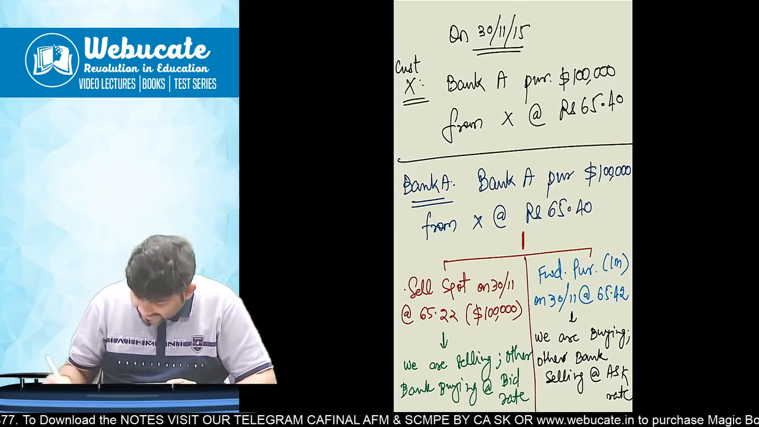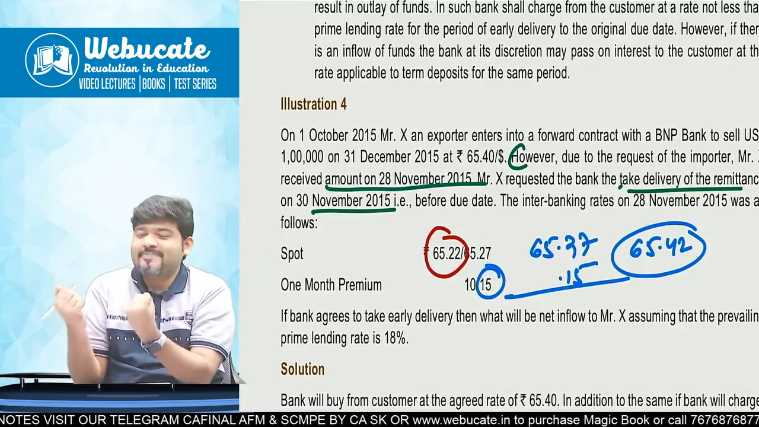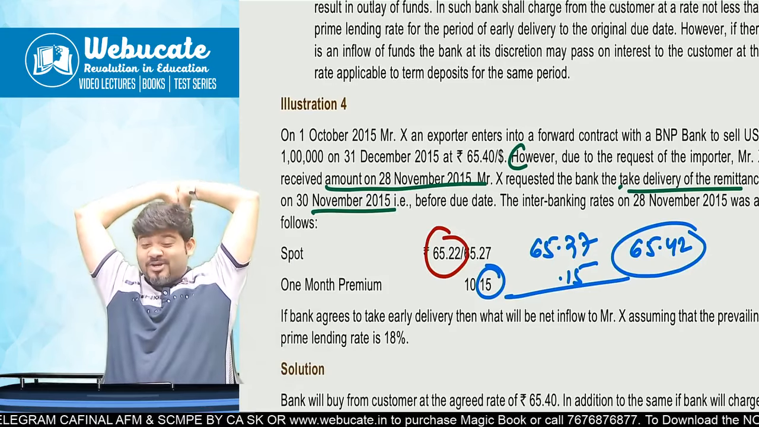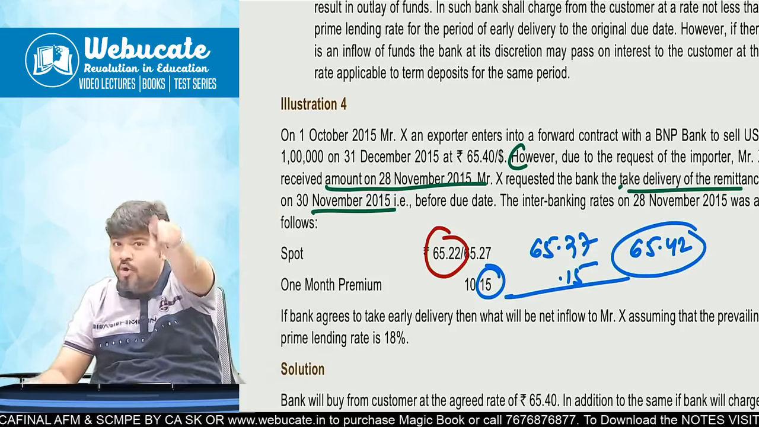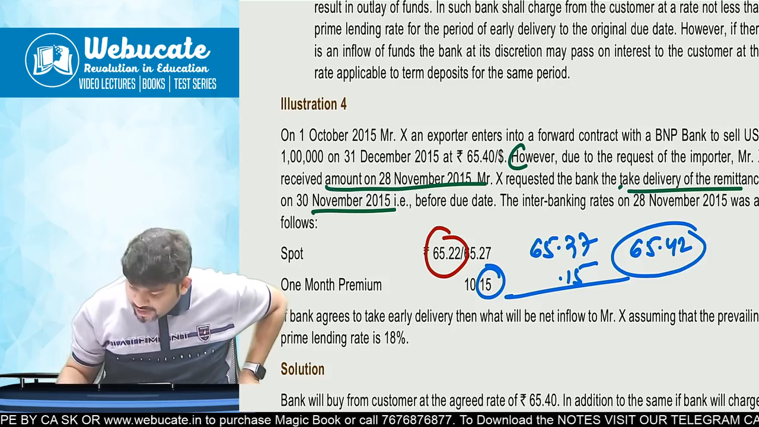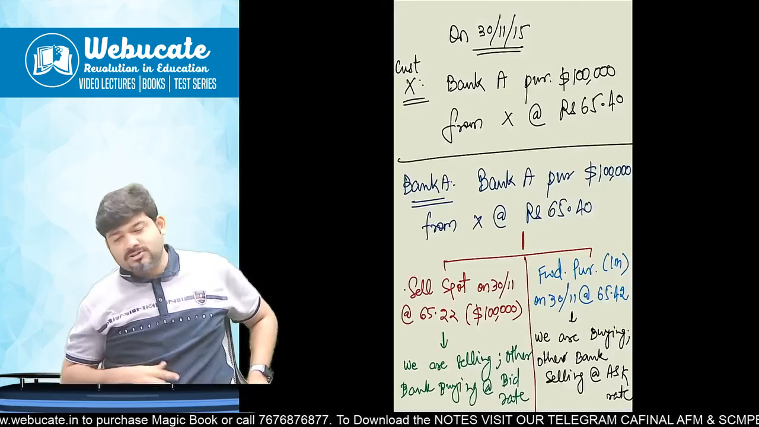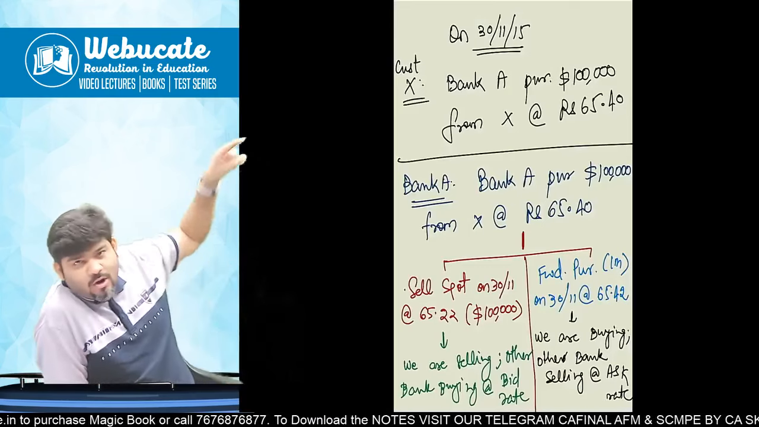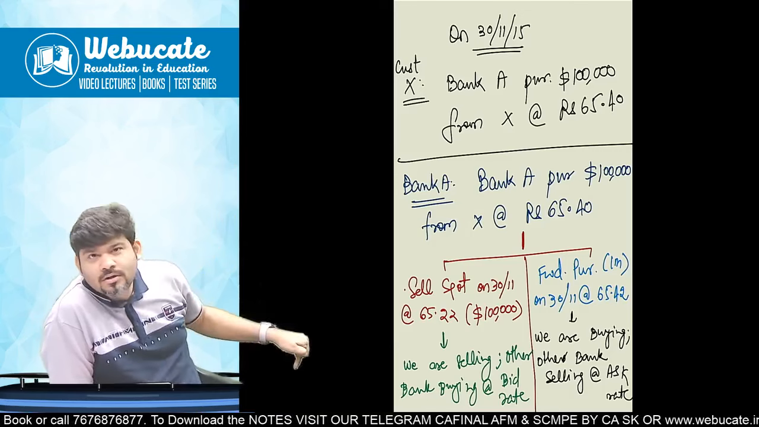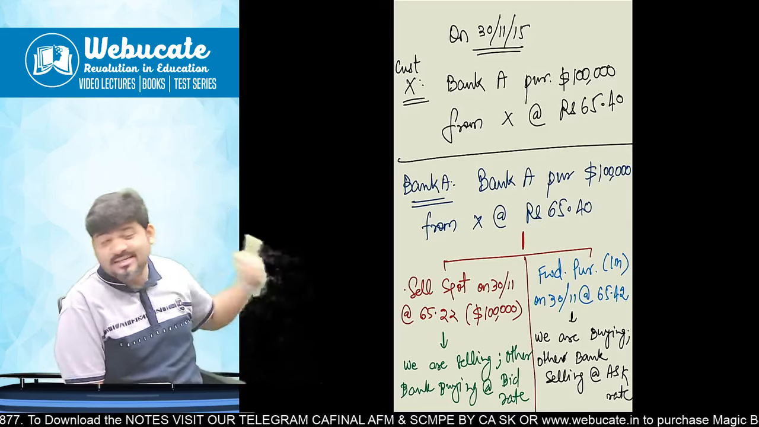Now, done. Now, on the due date, now customer is not there. Bank and interbank is there. They will settle their transaction and game over. Now, because of this customer, I had to bear some loss. What loss you had to bear? Hey, because of this customer, I had to honor my transaction at 65.4, but immediately I had to sell it at 65.22. I am losing the money here. Because of this customer, I had to enter into a forward purchase of 1 month.